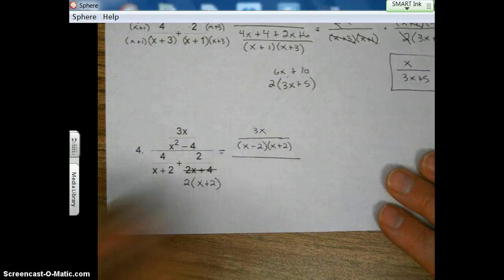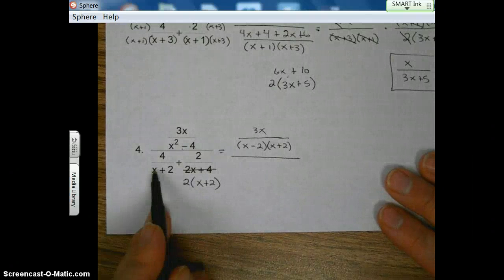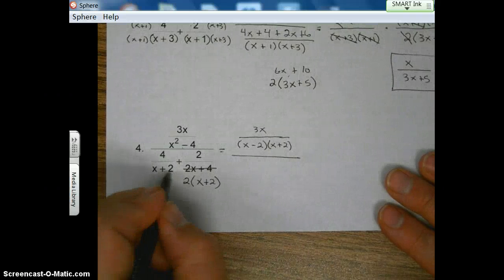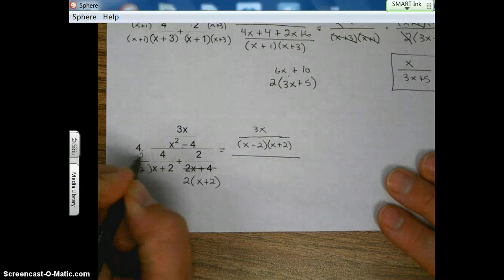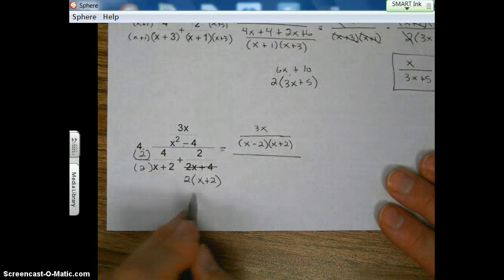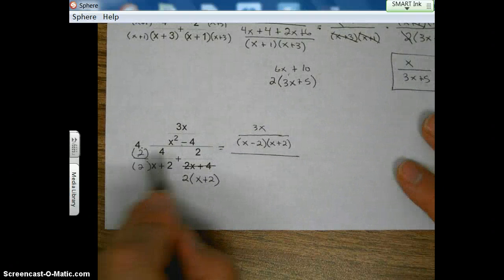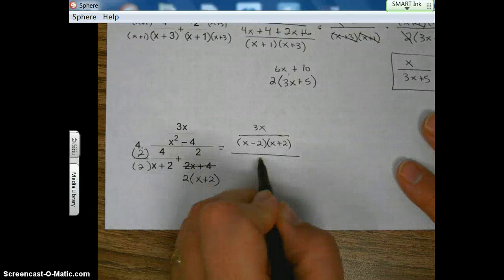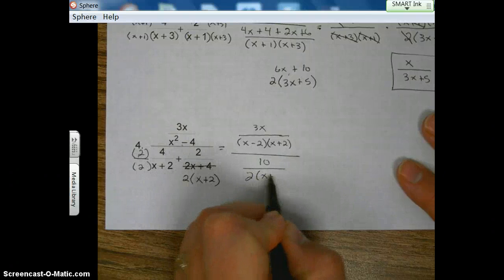Now the reason I do that is because notice they have an x plus 2 in common. Okay, so it helps when finding a common denominator. We know that this denominator needs a 2. And now we have a common denominator. Okay, so we're going to have 2 times 4 is 8. 8 plus 2 is 10 over 2x plus 2.